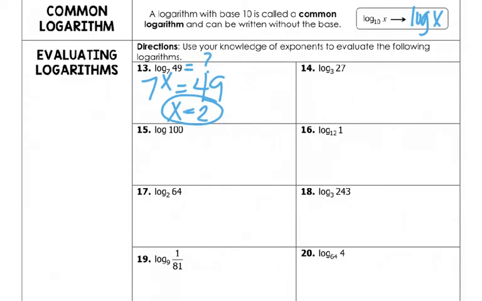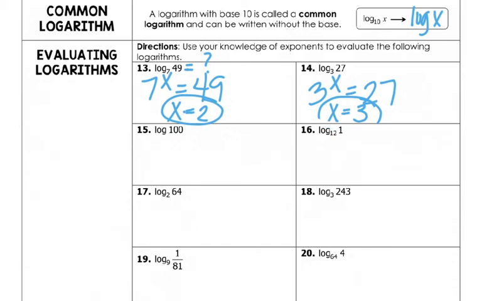So look at 14. We're going to approach that the exact same way. 3 to the x power equals 27. Okay? So 3 to what power is 27? The third power. So that is your answer. That is all you're doing here when you're evaluating your logs, okay?